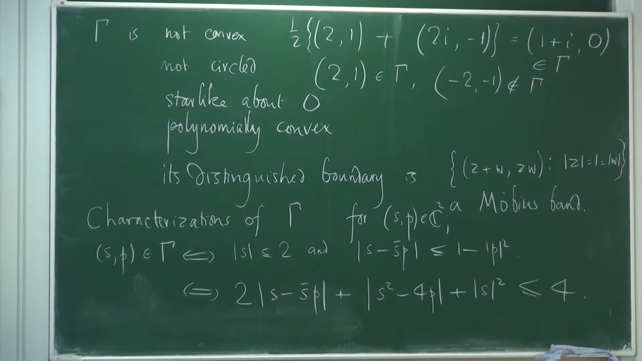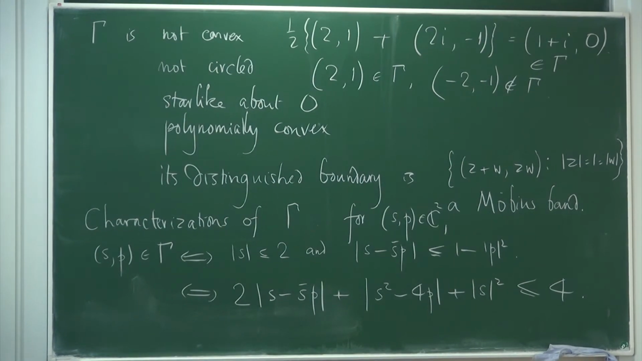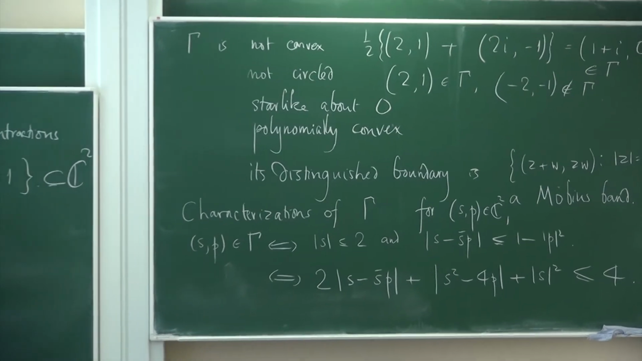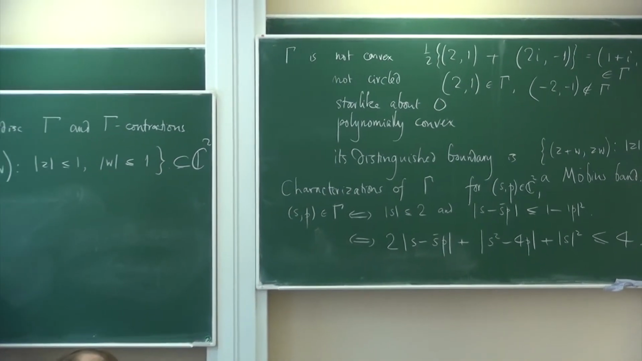So far I haven't given you any reason why we should be interested in this set gamma and what on earth it's got to do with pairs of commuting contractions. So as I said yesterday, all this is building up to a model theory, operator models, functional models for pairs of commuting contractions.